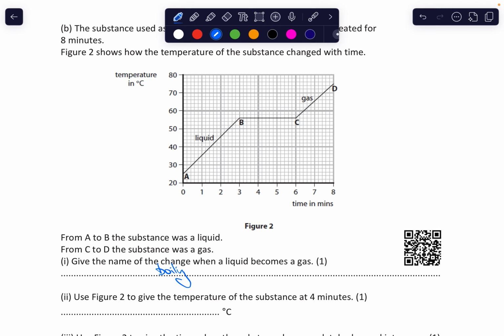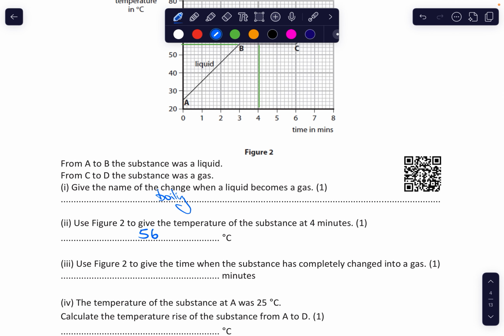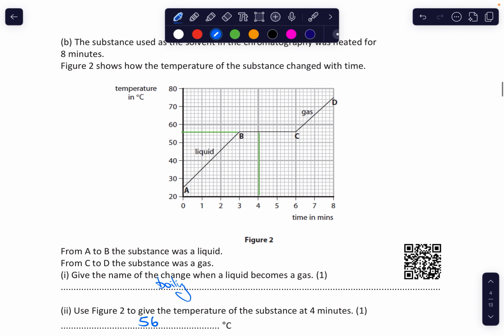Use figure 2 to give the temperature of the substance at 4 minutes. So 4 minutes is here. So we're going to go up to there and find the graph. And if we trace that line back, then it comes back to here. And that's going to be 56 degrees C.